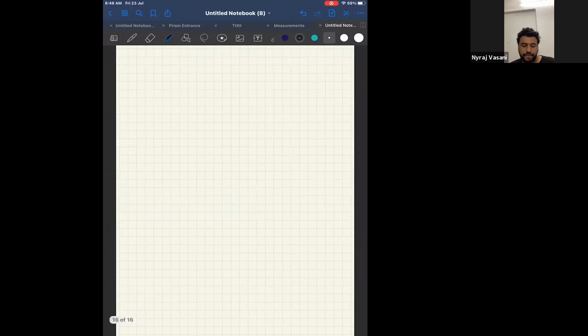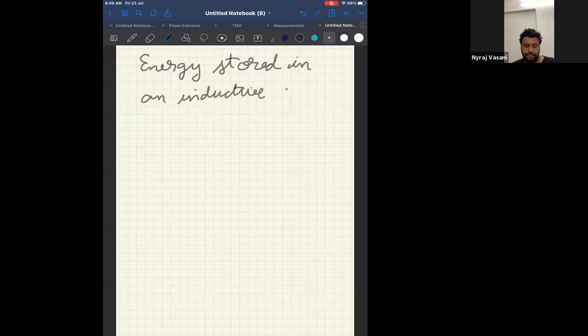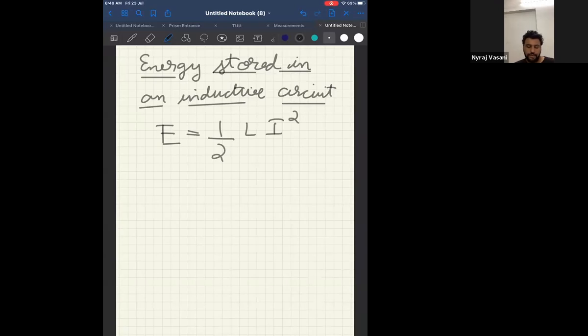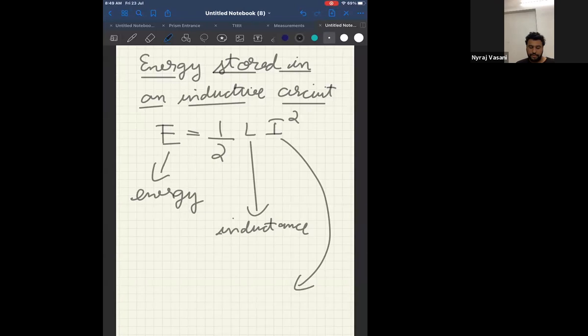And the next formula is energy stored in an inductive circuit. Write down: energy stored in an inductive circuit. And the formula for energy stored in an inductive circuit is half Li square. This is the formula of energy stored in an inductive circuit. Half Li square, where E stands for energy itself, L stands for self-inductance, and I stands for current. Therefore, E is energy, L is inductance, and I is current.